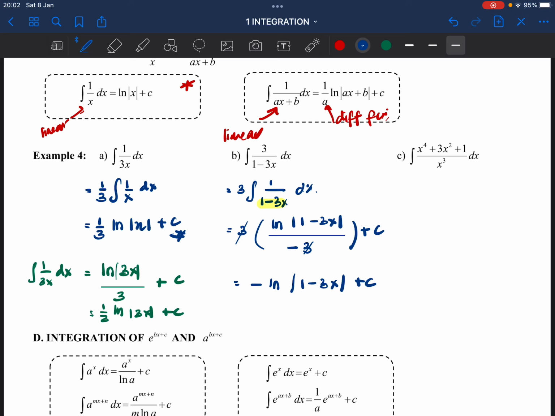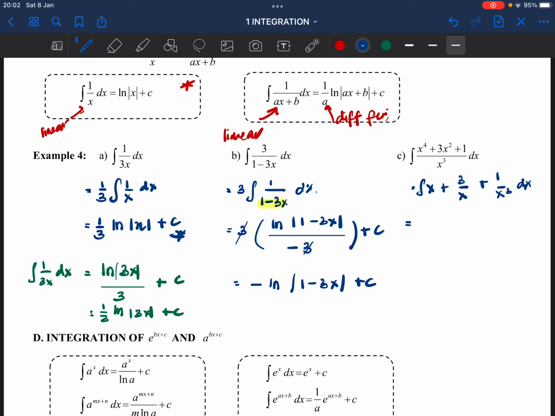Okay, so for c, okay, as I said earlier, if you can simplify your expression, simplify first. So we have x4 over x cubed, we get x. 3x square over x cubed, we get 3 over x plus 1 over x cubed. Okay, 1 over x cubed.